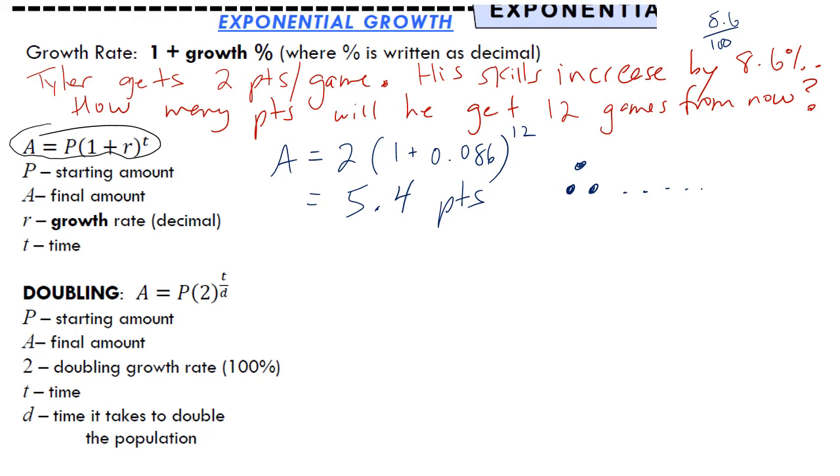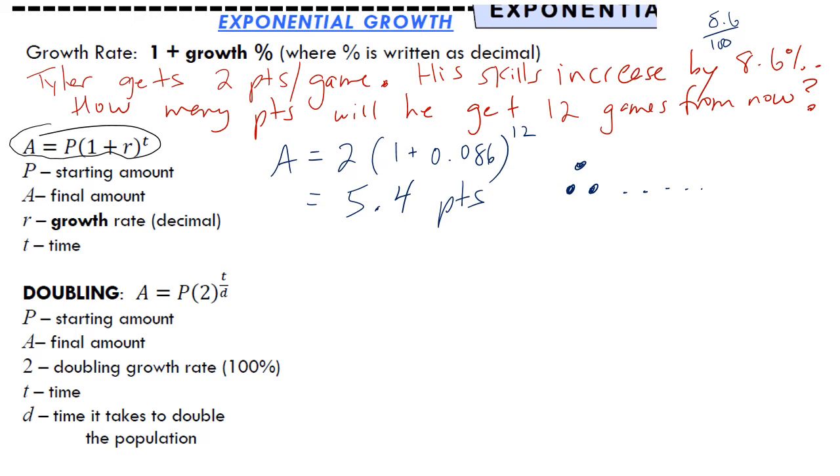The next thing that we did that definitely is a growth question, but we did it in our part 2 because it has a specific equation, is doubling time. So we still have A, still have P, still have T for time. The only thing that's different is you have a 2 there because it's doubling, and you have the letter D for doubling time, or the amount of time it takes to double.